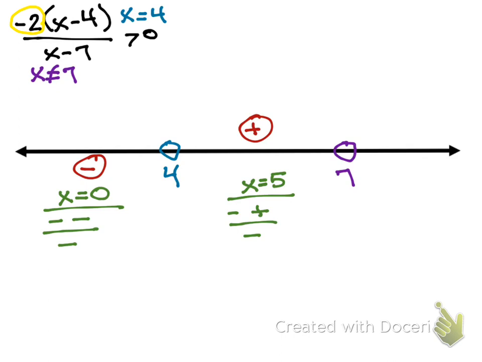Then to the right of 7, we can check 10. We have a negative from the negative 2. We would have a positive and then a positive in the denominator. So we are negative here.